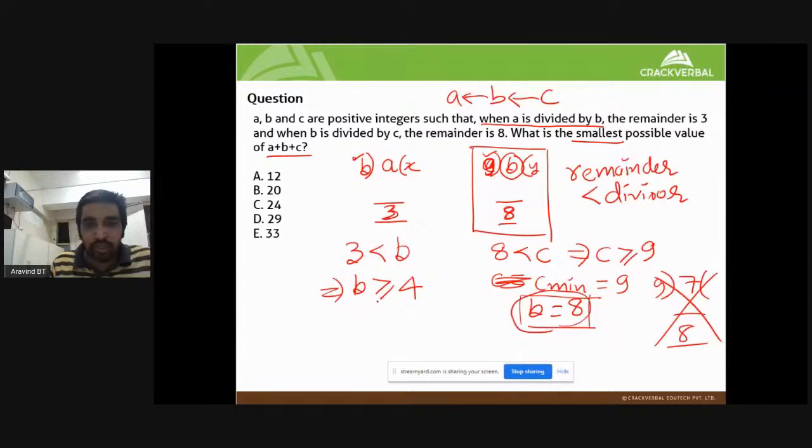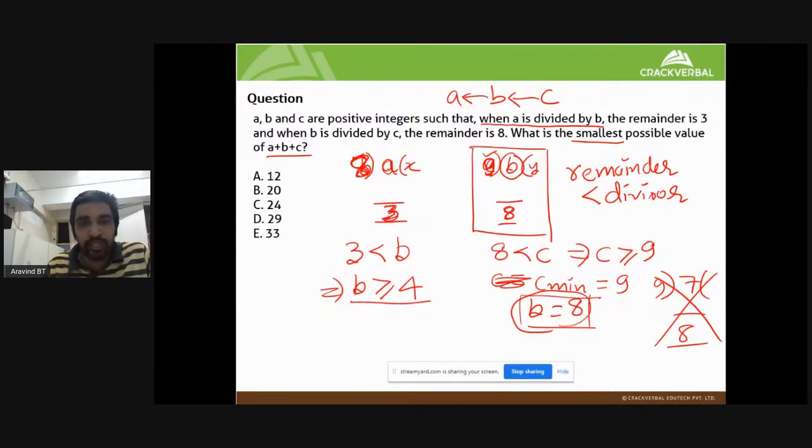Is 8 allowed? Absolutely. 8 is definitely more than or equal to 4. Right? So 8 is definitely possible. So can I put an 8 here? Absolutely. The moment I put an 8 here, think about what value I can put here to get a remainder of 3. Can I put a 2 here?